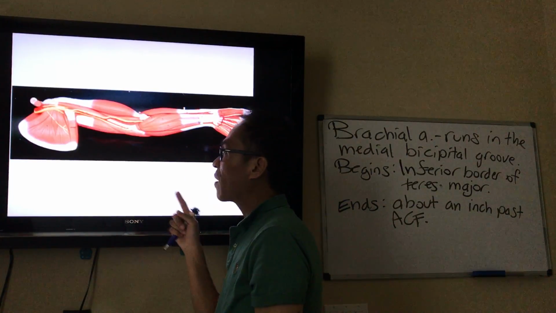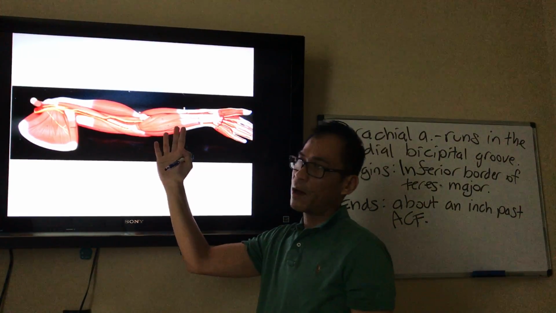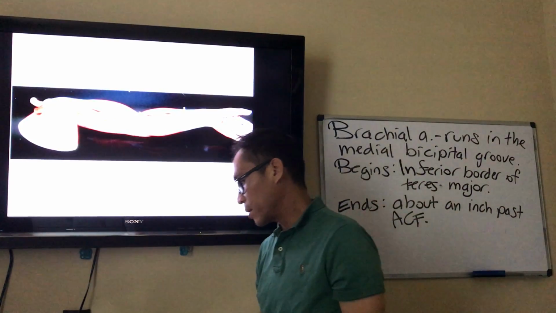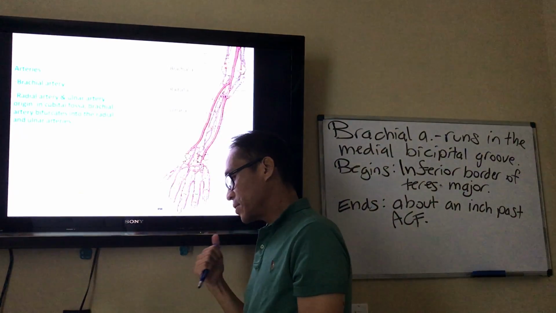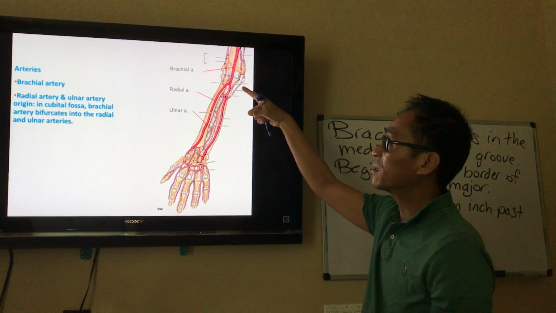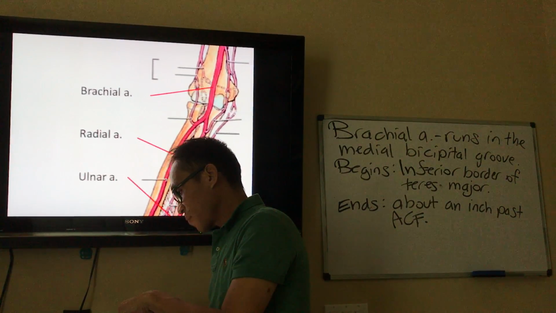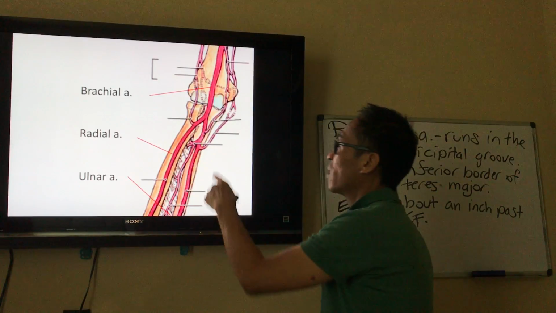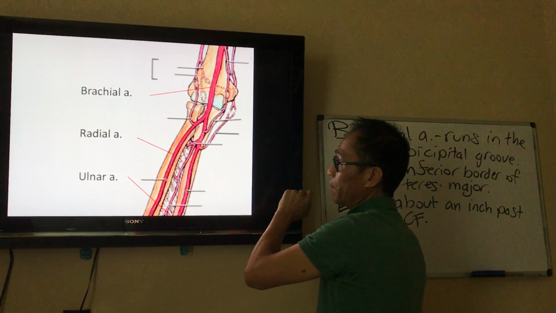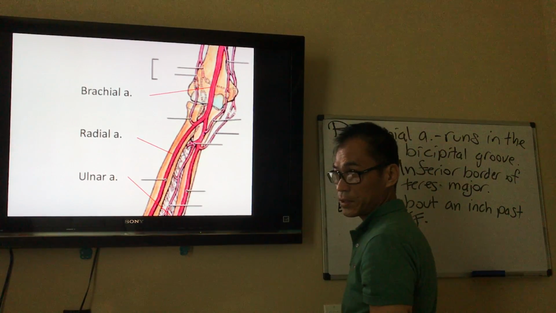Here's a picture of the model that kind of shows that nicely. Again, pictures of the models I usually don't teach from. I just want you to know, hey, grab it in the lab and study it. This illustration is easier to teach from. Here is the brachial artery. It ends about an inch past the cubital fossa. It ends by bifurcating into radial and ulnar arteries.